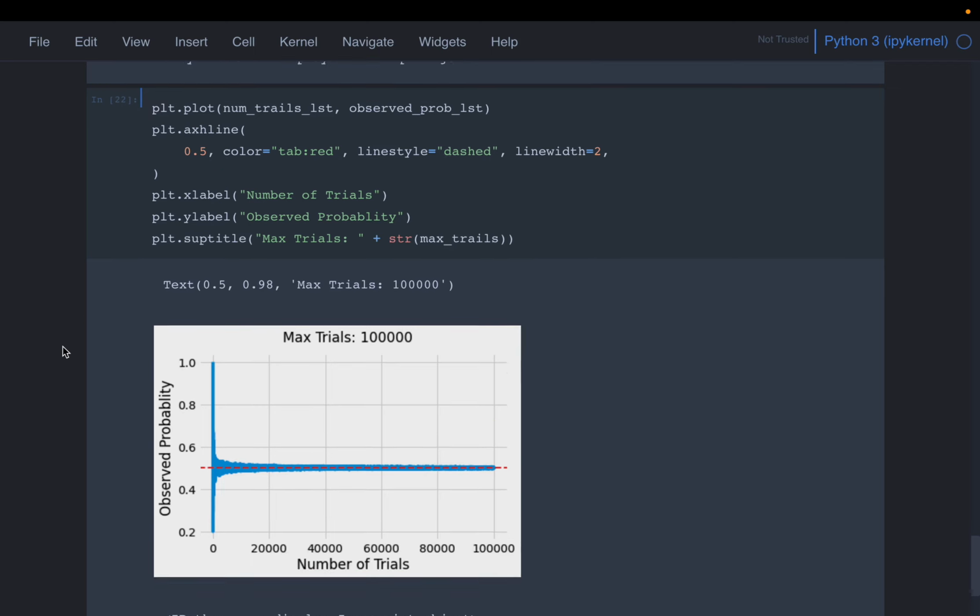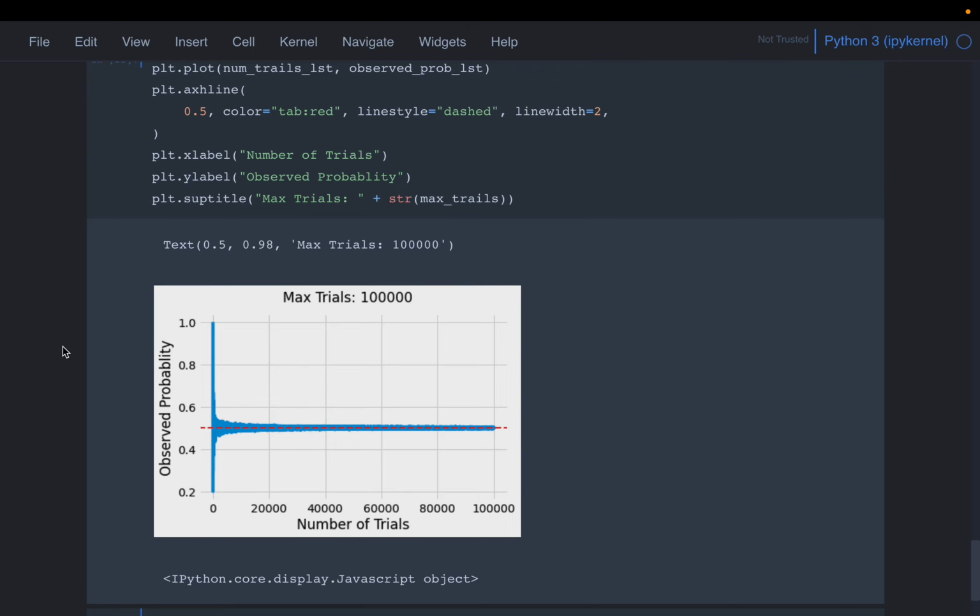Okay, so that's the law of large numbers. That's why we need to do a large number of experiments so that the observed probability can be as close as possible to the expected or the theoretical probability.